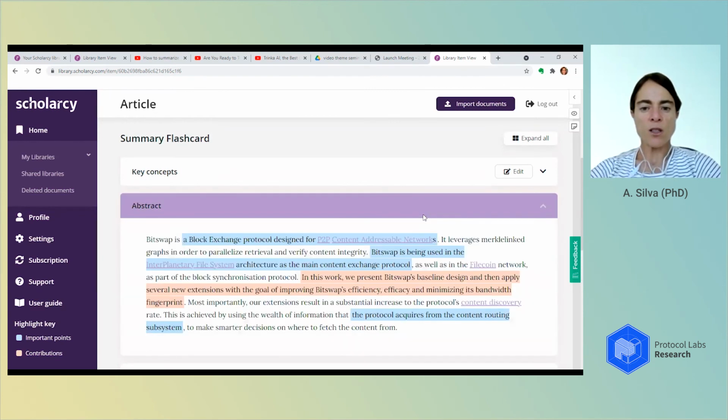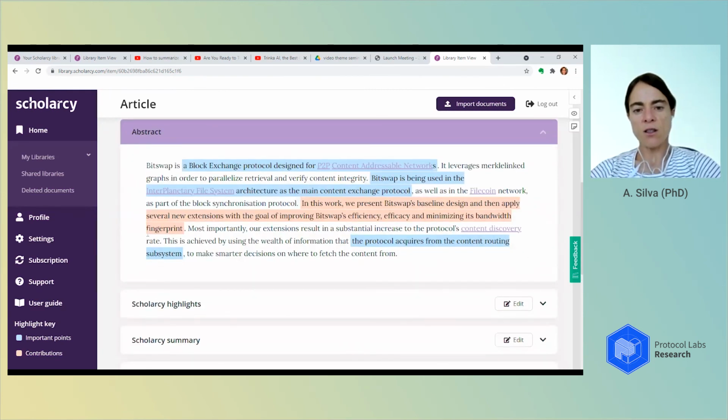In the abstract, for instance, this flashcard is showing that the information in blue corresponds to important points, and the information in red corresponds to contributions. So if you want a supporting tool to quickly identify the value of the work, is this article good, and what does it do, what does it have? You can import it here, have this run, and you can have digested information for you.